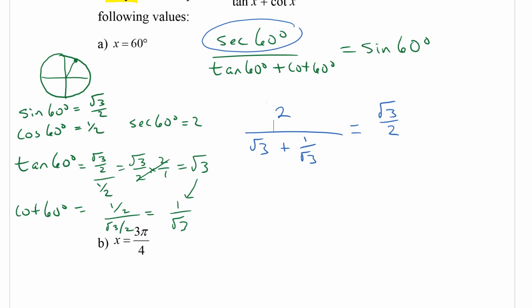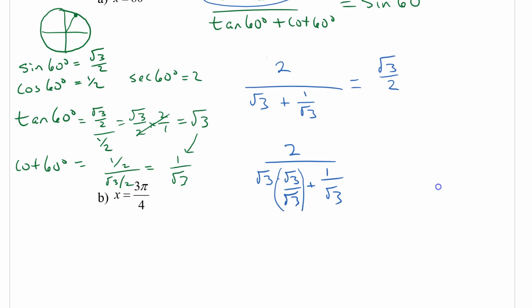Okay, so looks like some difficult fraction work. So my first goal here would be to combine these two terms. So if I'm going to add together root 3 plus 1 over root 3, I'll have to put them over a common denominator. So I'm going to say root 3 times root 3 over root 3, plus 1 over root 3. So what I've done here is multiply this first term in the fraction by a value that's 1, so I haven't changed it.